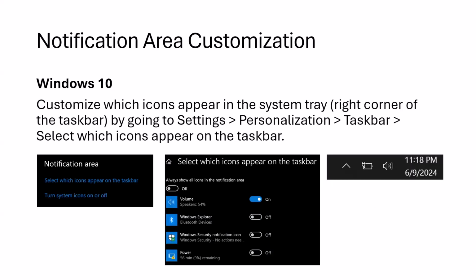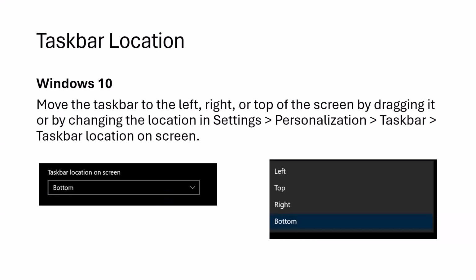You can customize the icons that appear in the system tray, the right corner of the taskbar, by going to Settings, Personalization, Taskbar, and then selecting which icons you want to appear on the taskbar. You can also move the taskbar to the right, left, or top of the screen by dragging or changing the locations in Settings, Personalization, Taskbar, and Taskbar location on screen in Windows 10.